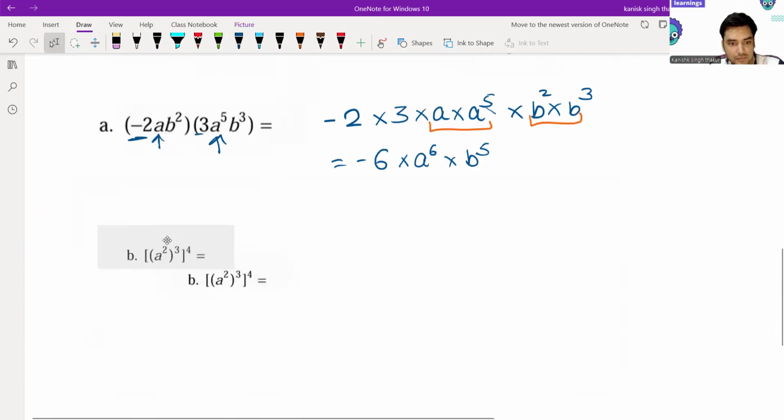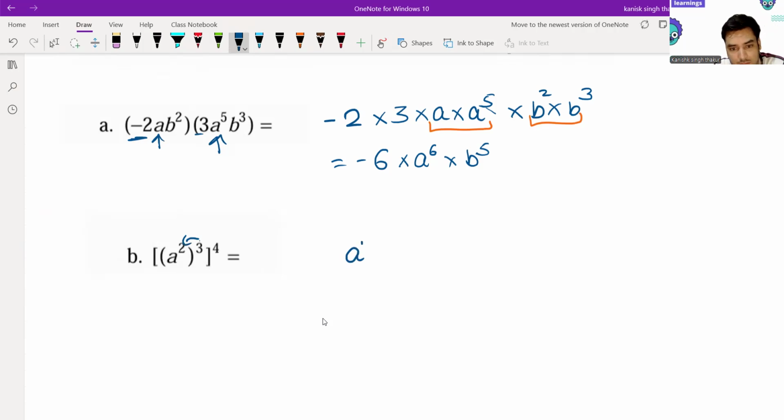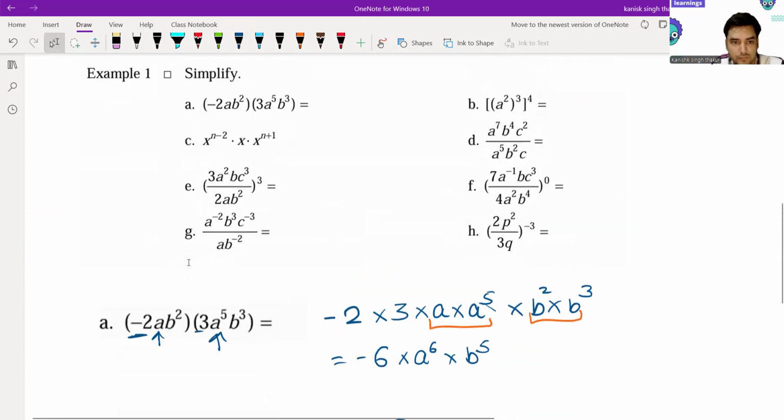So I have, say, 2 square, and remember that there is a cube of it. So this 3 will be multiplied by 2, so it will become 2 to the power 6. Then 2 to the power 3 whole to the power 4. Now this 4 will be multiplied by this power, so it's 2 to the power 3 times 4. So this is it.